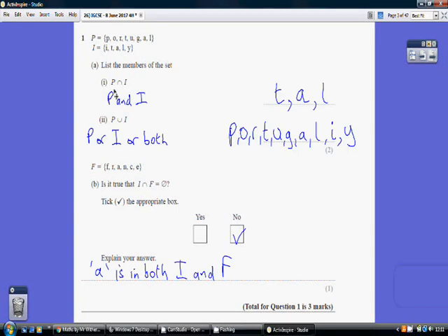So for part A, we've been asked to find P intersection I. That means those that are in both P and I, so that's the letters T, A and L.